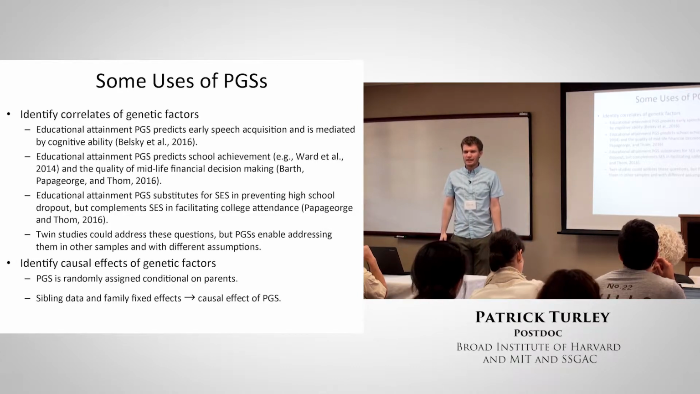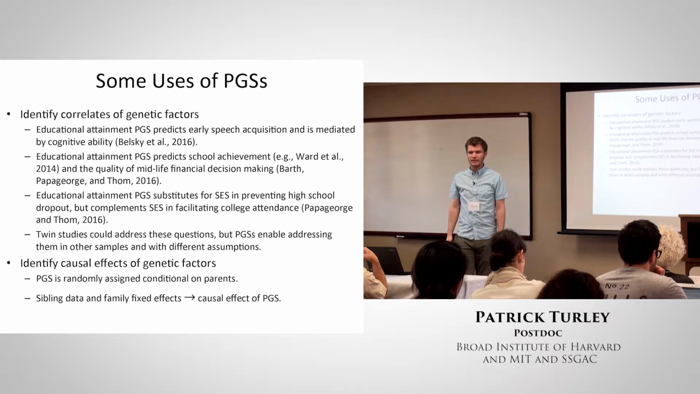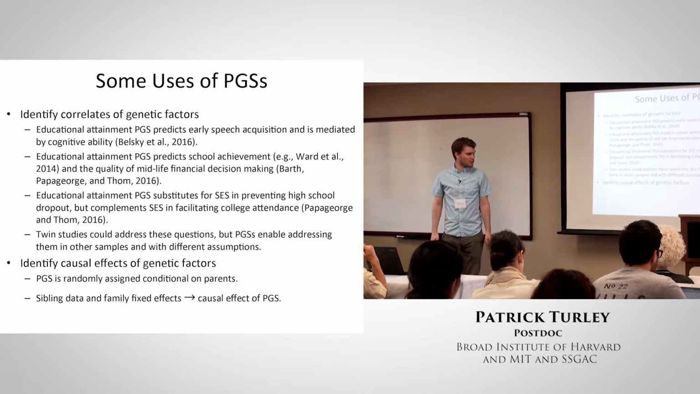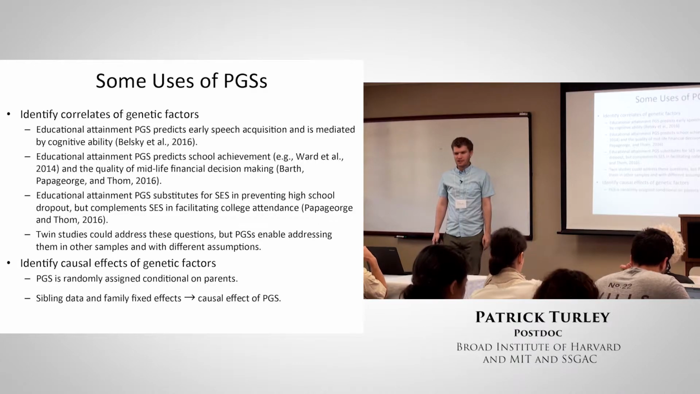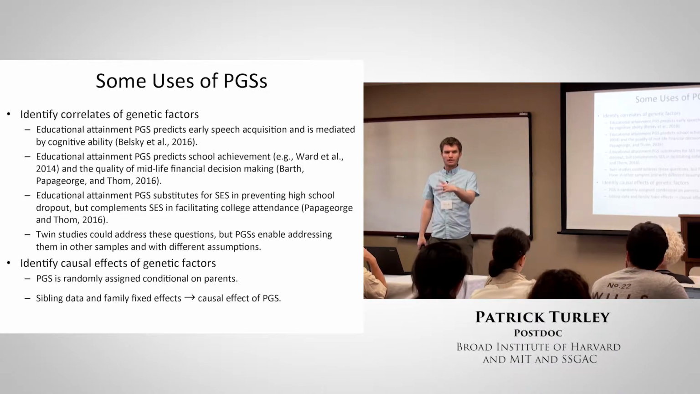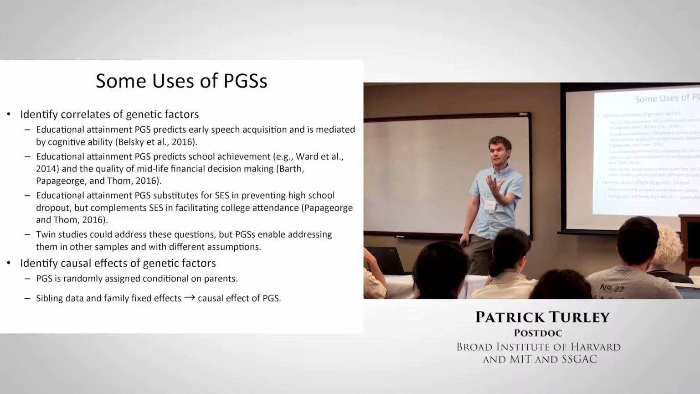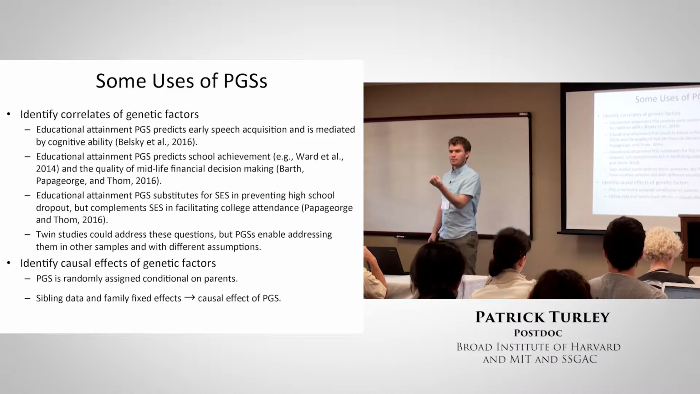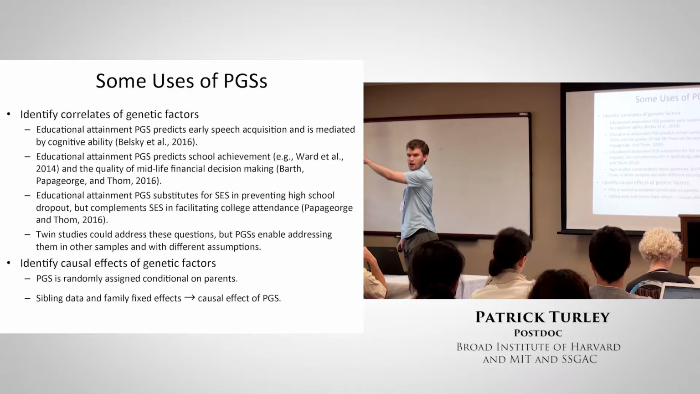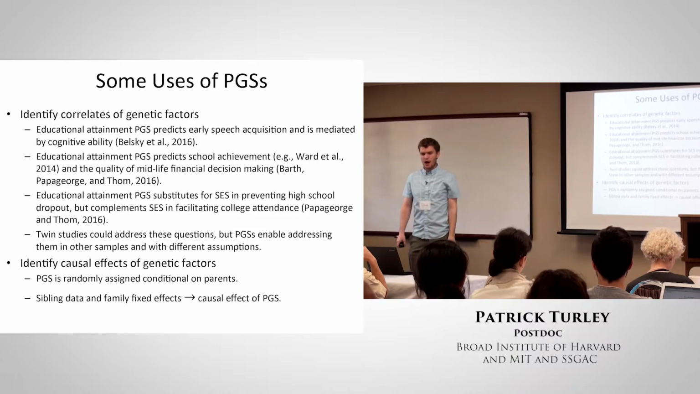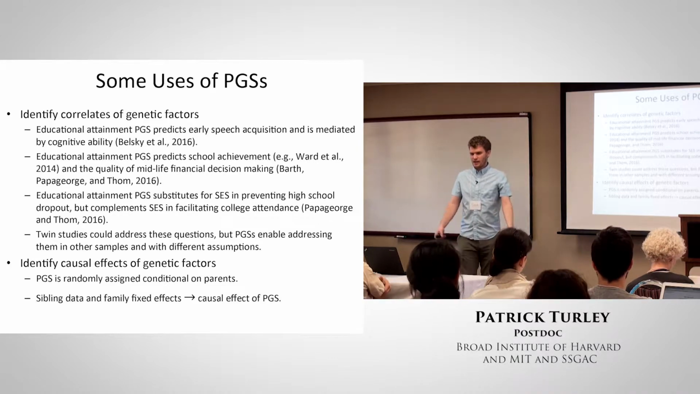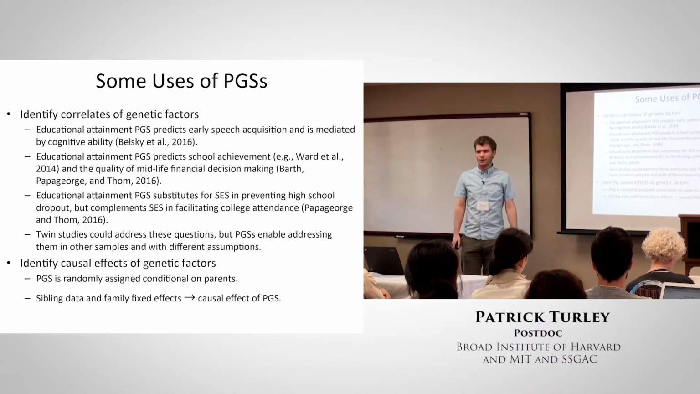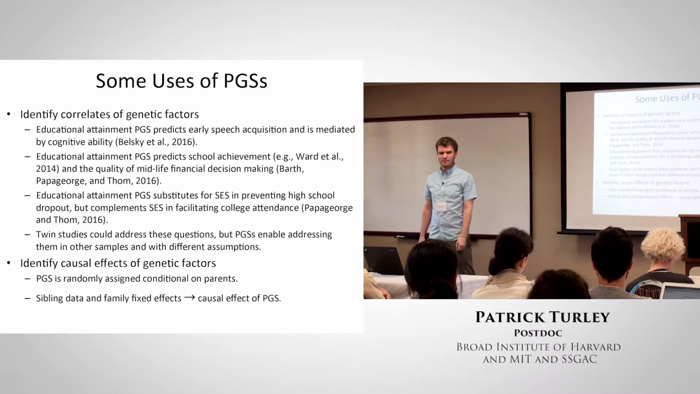It will rely on different assumptions than a twin study will. And so that's kind of a first thing. Another thing you'd do is maybe if you wanted to talk about the causal effect of genetic factors. Because this polygenic score is made of SNPs, your polygenic score is going to be random conditional on your parents. And so if you had a within family sample, you could then look at the causal effect of the polygenic score if you had family fixed effects.